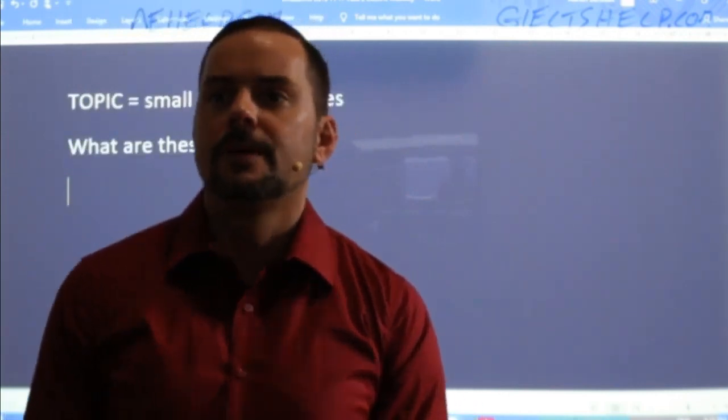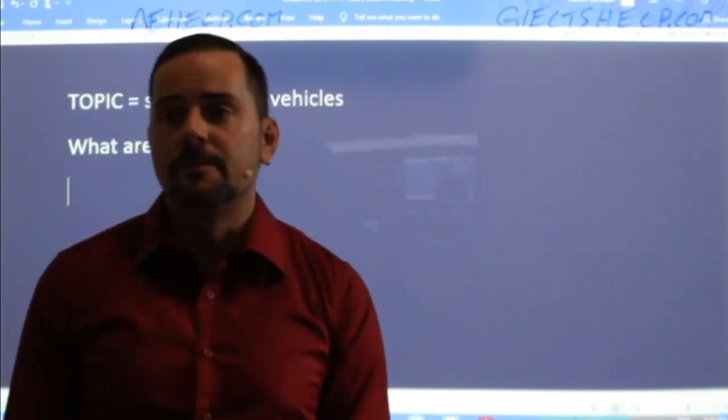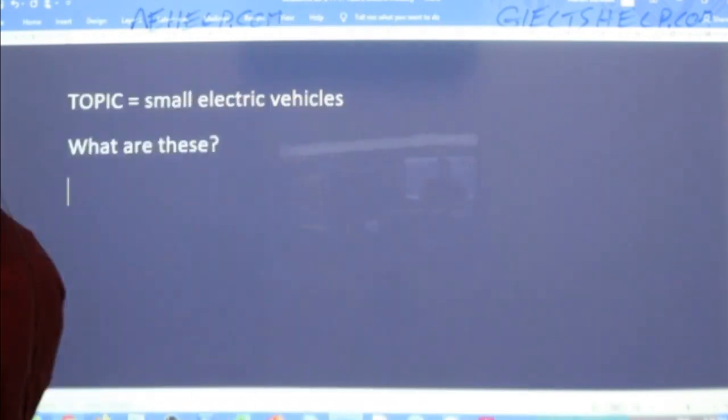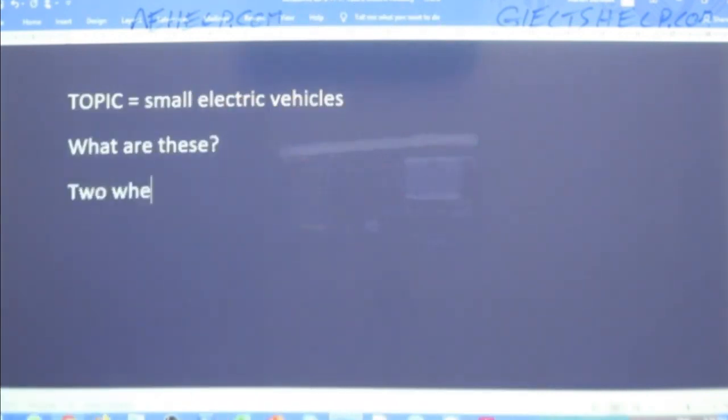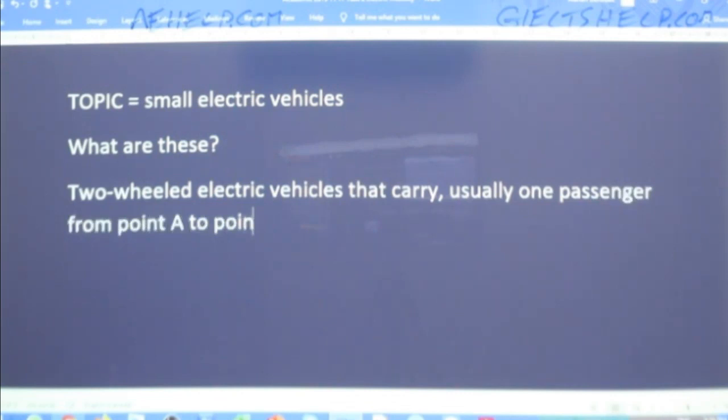All right. So Marasa says they're two-wheeled vehicles which carry people from point A to point B. Sure. So Marasa's got a good start there. So two-wheeled electric vehicles that carry usually one passenger, right? From point A to point B.